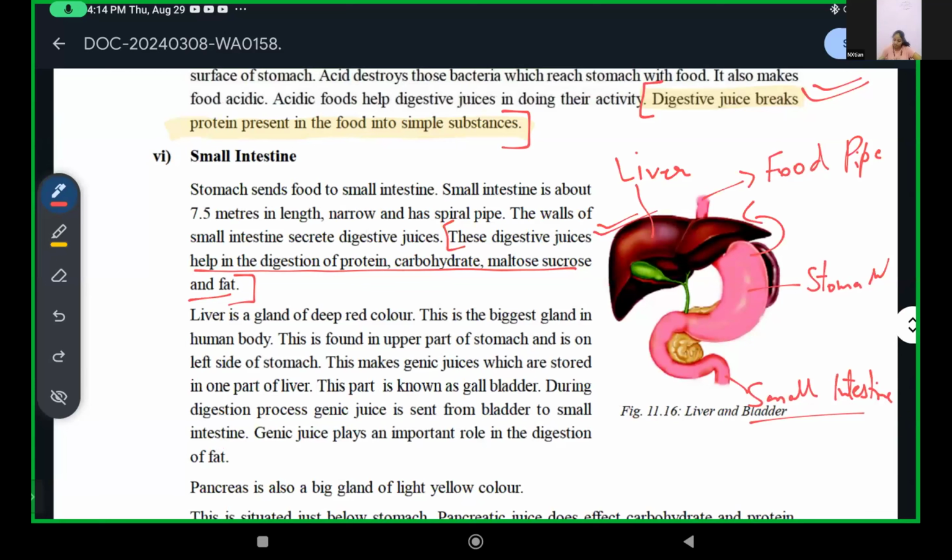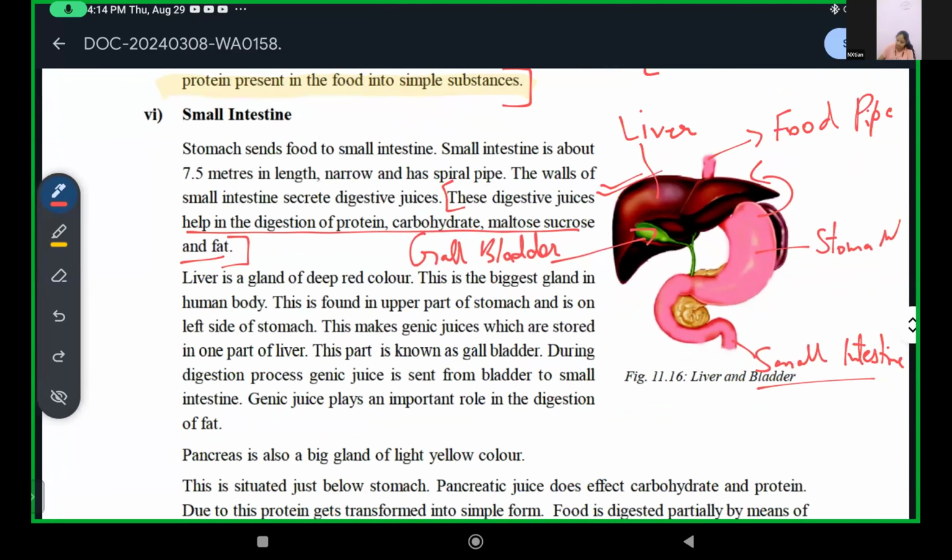This makes bile juice, which is stored in one part of the liver. This part is known as the gallbladder. Can you see this green thing? This is known as the gallbladder. During the digestion process, bile juice is sent from the gallbladder to the small intestine. Bile juice plays an important role in the digestion of fat.